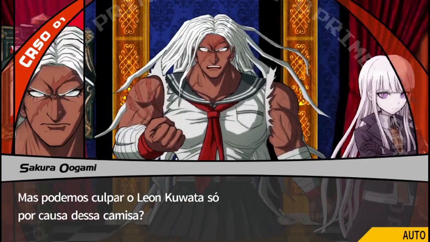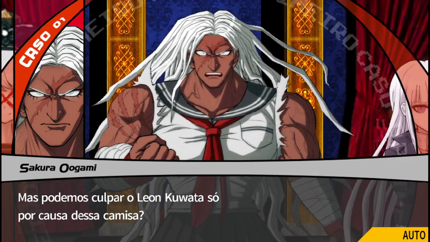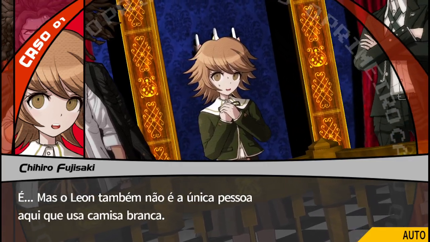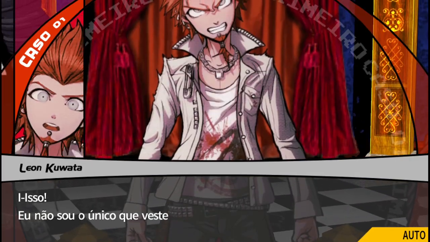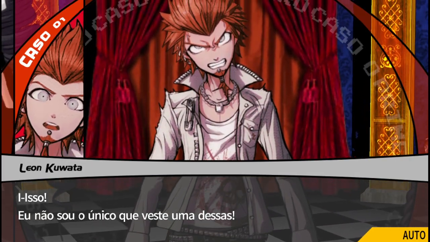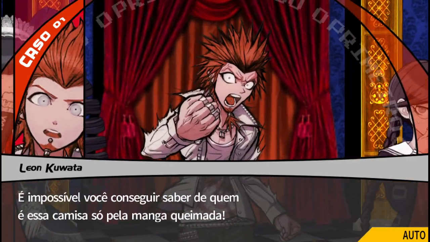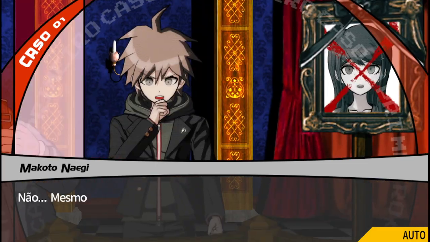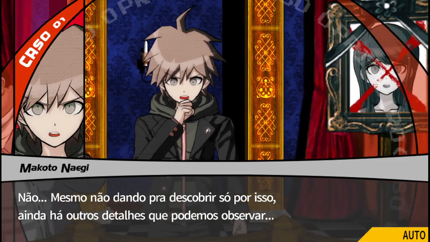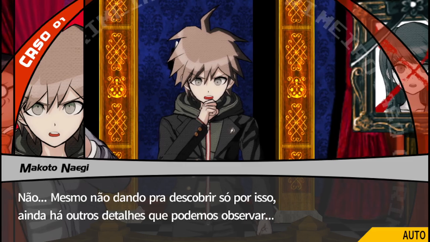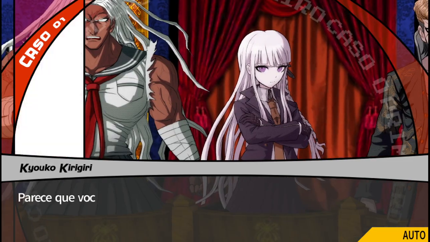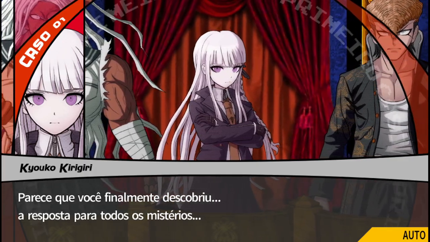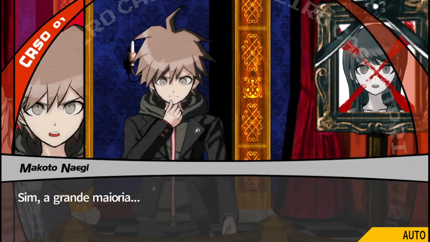But is one scrap of fabric enough to conclude that Leon is guilty? Yeah, I mean, Leon's not the only one wearing a white button-up. That's right! There are plenty of other people here with shirts like mine. With just that one little charred piece, there's no way you can say for sure who it belongs to. You're right. That alone isn't enough. But there are some other points that may reveal the truth. Are you finally starting to understand? The answers to all the riddles are right here. Yeah, I think so.